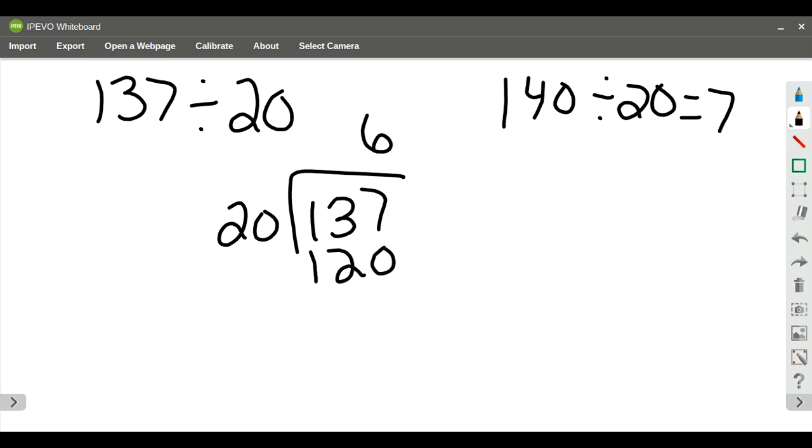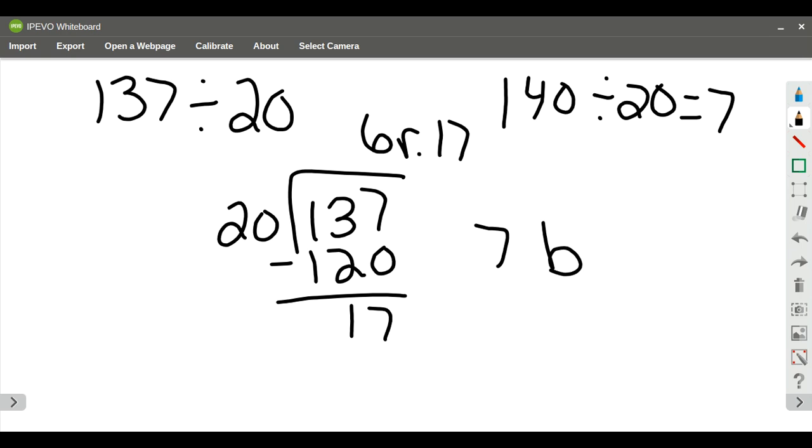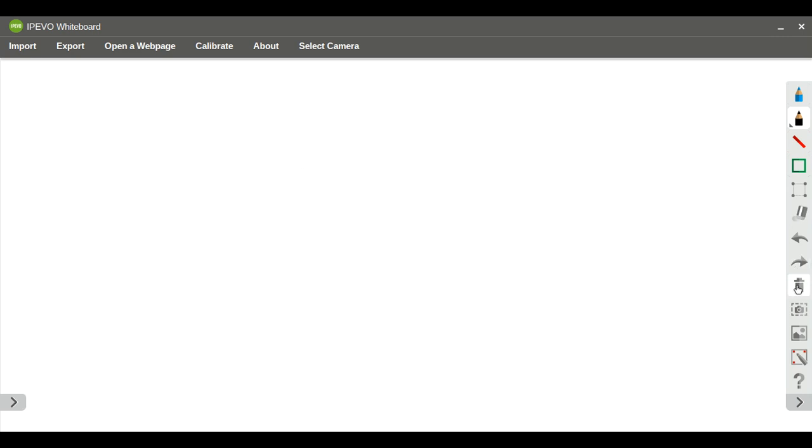So I'm going to do 120. And I subtract, and I'm left with 17. I don't have anything else to bring down, so when I don't have anything else to bring down, it's going to be a remainder of 17. So I have 6 buses that are going to be completely full, and then I have one more bus that's going to be almost full with 17 students, so I need a total of 7 buses to be able to fit 137 students.